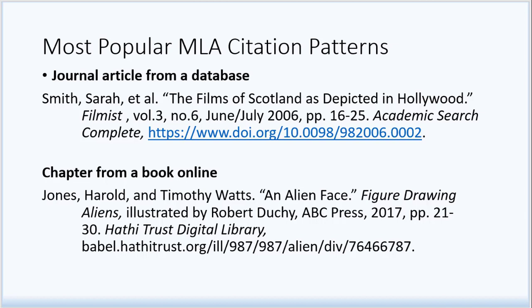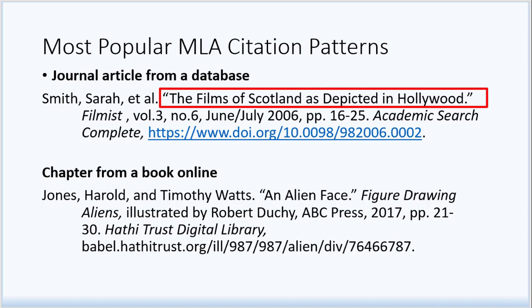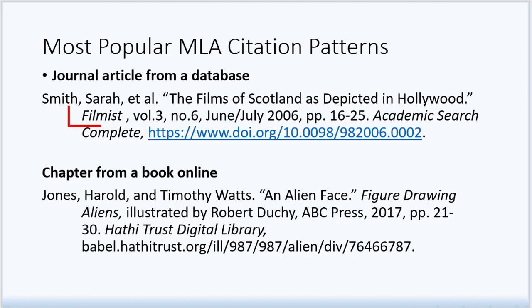The first example on this slide shows a journal article that was found in a database. The article title, surrounded in quotations, is contained by the journal Filmist, in italics, that published it. Creating the first container. The pages this article is located on in the journal create the first location, pages 16 to 25. But because you found it in a database, you recognize the database as the second container, and the Digital Object Identifier, DOI, as the second location.